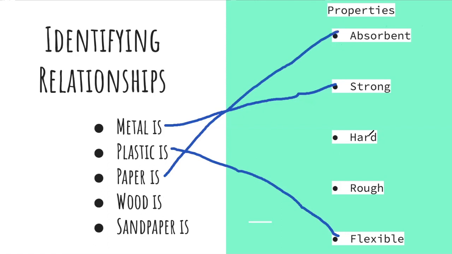Wood is hard or rough? Well, wood could be hard or rough. Let's eliminate other possibilities. Let's move on to the next one first. Sandpaper is hard or rough? Oh, well, sandpaper's texture is rough. So we'll say that wood is hard. And there's just a couple of examples of identifying relationships.